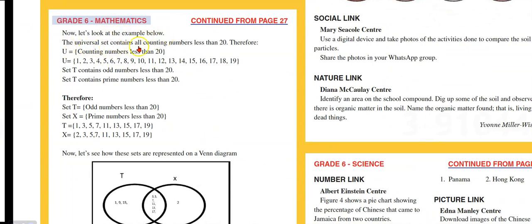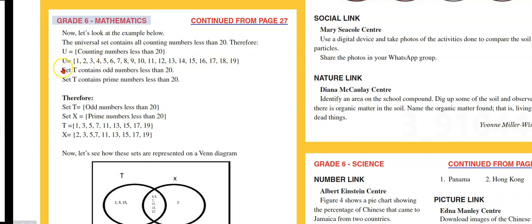The universal set contains all the numbers less than 20. So all of the numbers less than 20. Therefore, the universal set has the counting numbers less than 20. So here we list them. 1, 2, 3, 4, 5, 6, 7, 8, 9, 10, 11, 12, 13, 14, 15, 16, 17, 18, 19. If it's less than 20, 20 cannot be included.